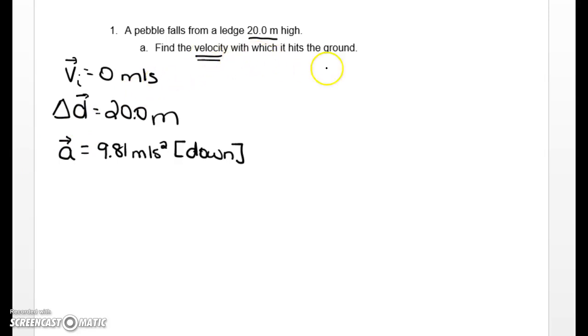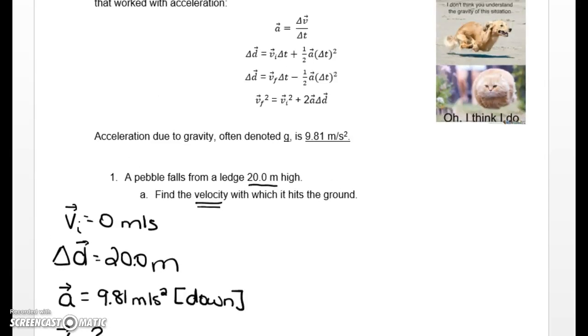Then we're going to find the velocity with which it hits the ground, so we're looking for our vf. I'm going to leave that as my question mark. Now I've identified all the information that I know and which variable I'm looking for. I have my initial and final velocity, displacement, and acceleration. So I'm going to look at my 4 kinematic equations and see which one I have enough information for.